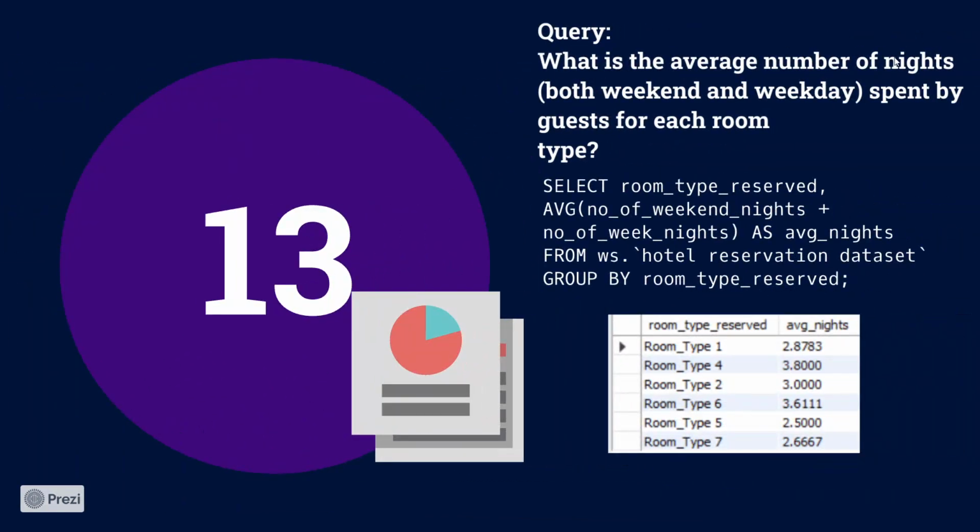In my 13th query, what was the average number of both weekend and weekdays spent by guests for each room type? I selected the room type reserved column and the average of the sum of number of weekend nights and number of weeknights as average nights from the dataset, and it was grouped by room type reserved.